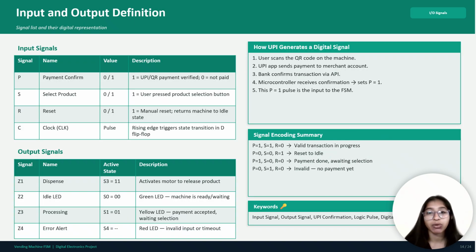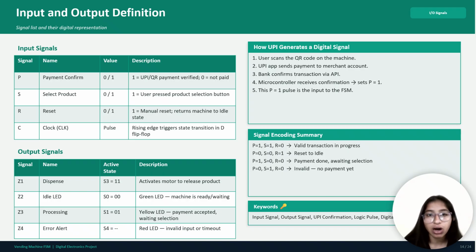Let me now define every signal in the system precisely. We have four inputs. P equal 1 means the UPI payment has been verified by the bank. S equal 1 means the user has pressed the product selection button. R equal 1 is a manual reset signal that returns the machine to the idle state from any state. And CLK is the clock pulse. Its rising edge triggers the state transition in our D flip-flops.